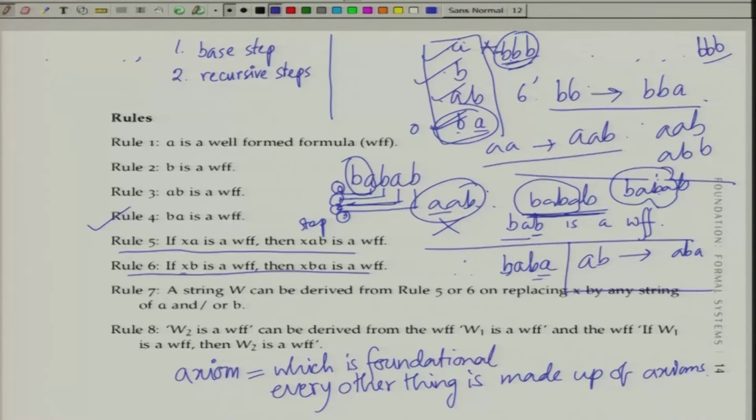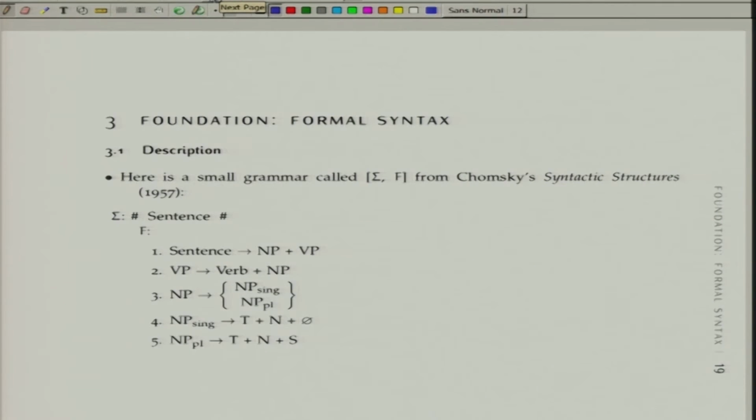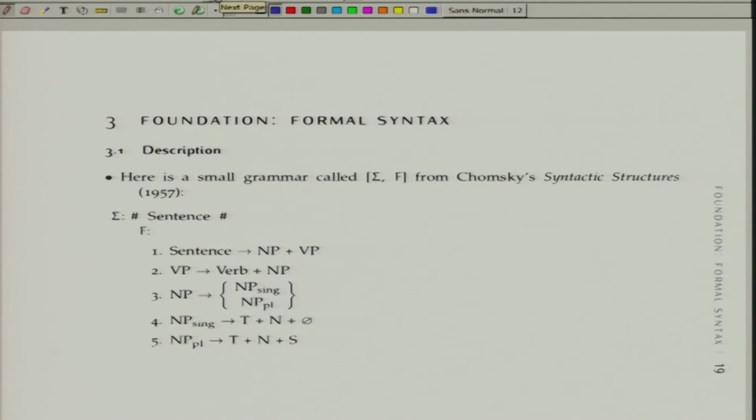So after that we go to the next topic. We have seen so far what the very word formal could mean. We try to discuss a formal system. So here we start. He comes up with a system that is called sigma F in his Syntactic Structures, which was published in 1957. We shall see the grammar of it. It starts with a sentence. Now what is sigma? Sigma is the 0 step, as we said.